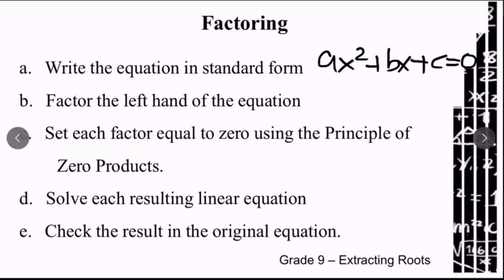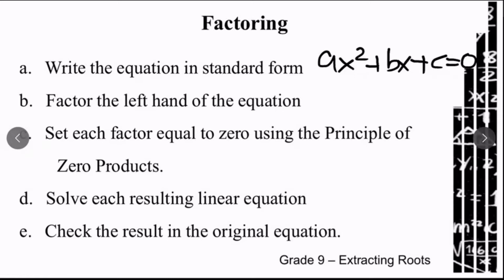In factoring, there are several techniques and kinds of factoring. But later on, we will be applying a certain method that I think we can easily understand. Letter C, we need to set each factor equal to 0 using the principle of zero products. Number 4, or letter D, solve each resulting linear equation. And in this letter D, we will now obtain the value of our x.